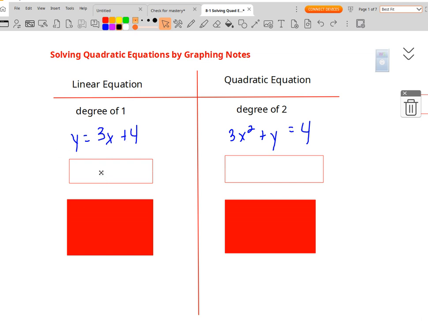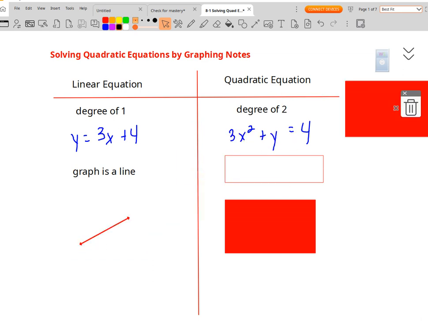Okay. If we graph a linear equation, what does it look like? Anybody remember? Think of the word linear. What's the root word in the word linear? L-I-N-E-A-R. Line. That's right. When we graph a linear equation, it's a line. It could be at an angle either way. They're always straight. It could be vertical or horizontal, but it's always a line.